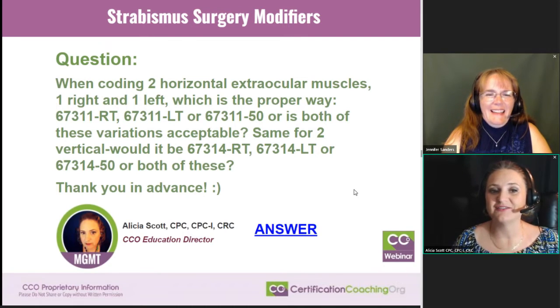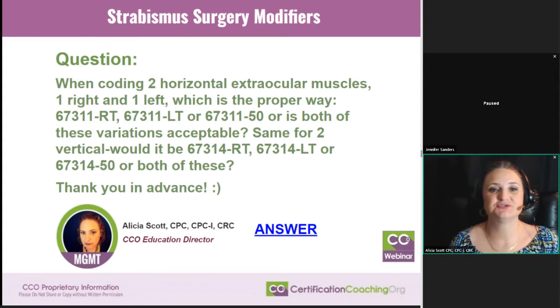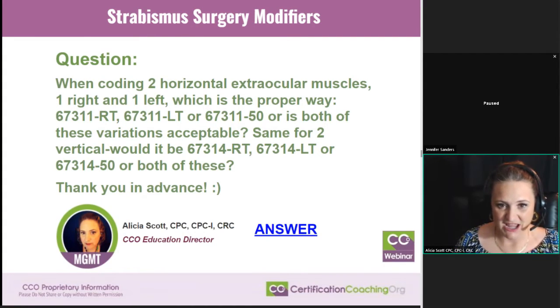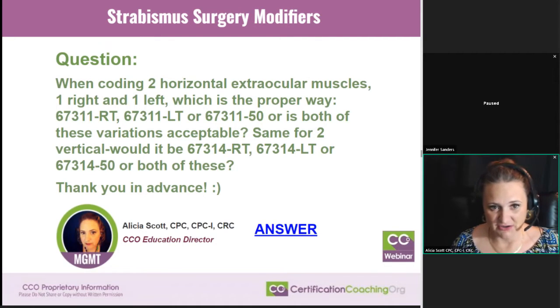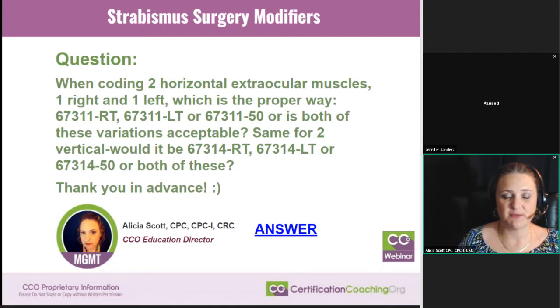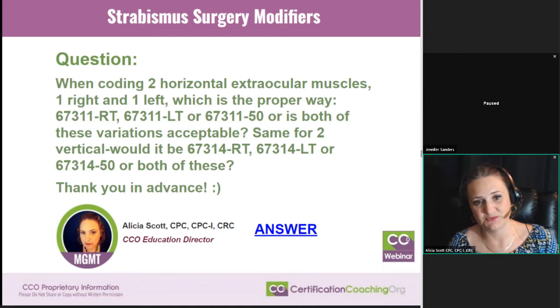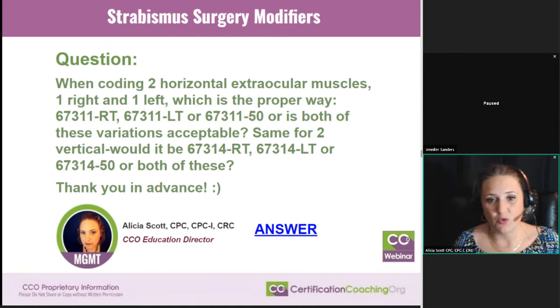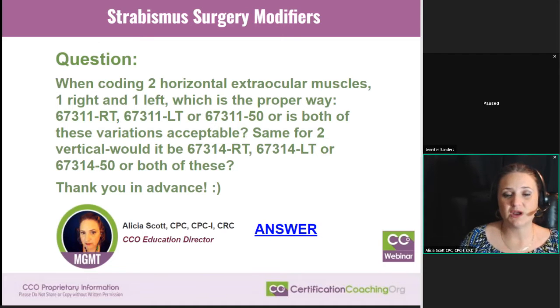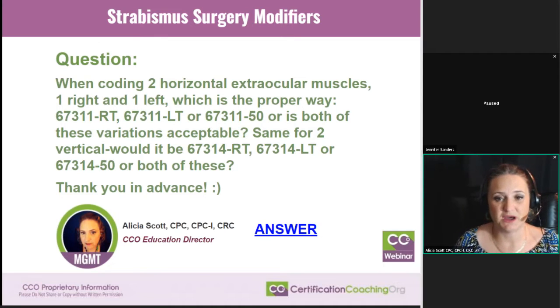The question that came in was on strabismus surgery modifiers. The person had asked, when coding 2 horizontal extraocular muscles, one right and one left, which is the proper way to code it? Are we going to use 67311 right and 67311 left? Or are we going to write the code once, 67311 with the modifier 50, which is for laterality, or are both variations acceptable? Same for vertical, which is just a different code, the 67314, right and left.